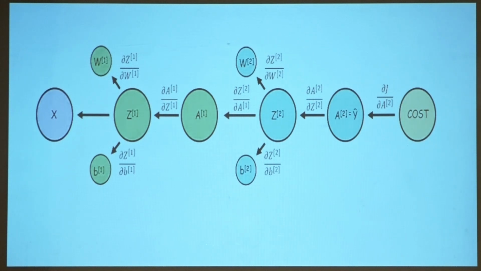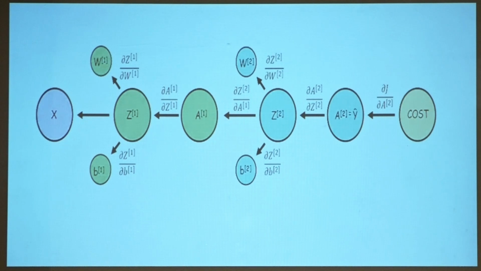A2 is my y prediction, which is nothing but dou of A2 by dou of Z2. And finally, what is the loss function? Dou of loss, which is calculated with respect to my A2. Are you all clear? Yes or no? Please feed this image in your brains.